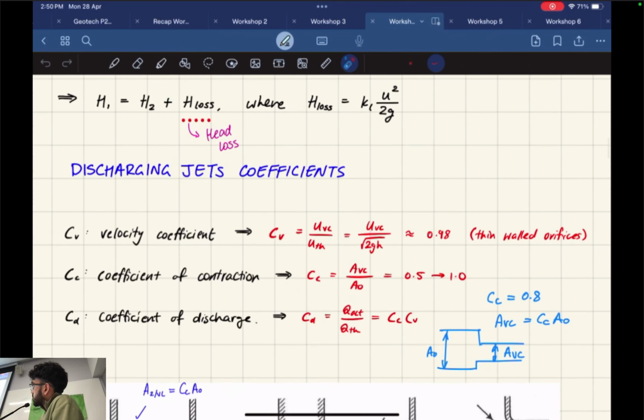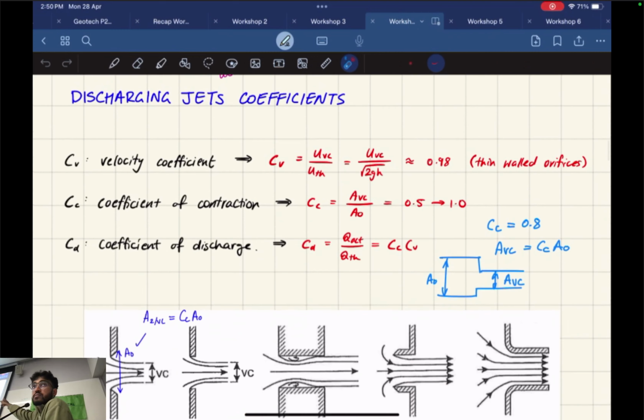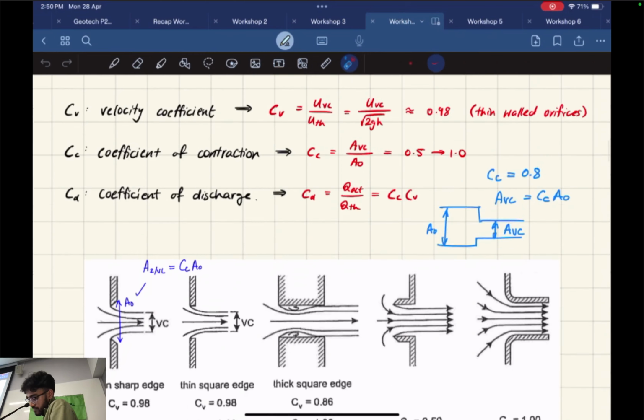There's also something called discharging jets. I've actually got a question which covers something like this, so I'm not going to go through it now.